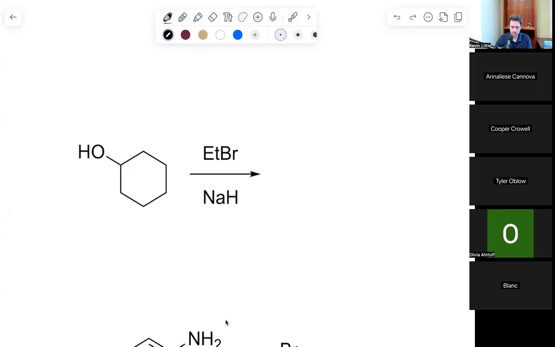What I see here actually is ethyl bromide. This is probably my electrophile. And this is probably my nucleophile. I see an alcohol, that might be my nucleophile. Sodium hydride is just a base. So probably what's going to happen is I'm going to deprotonate my nucleophile. My nucleophile is going to attack my electrophile, and I'm going to get this.